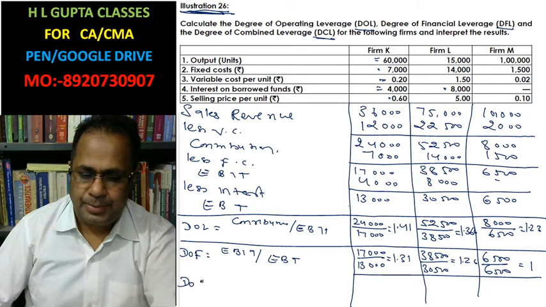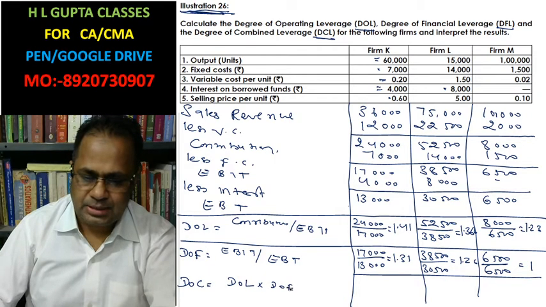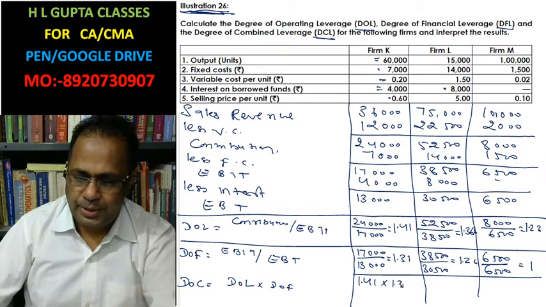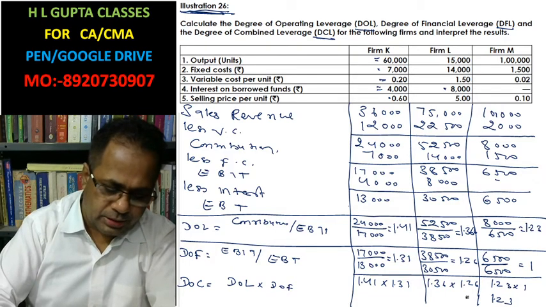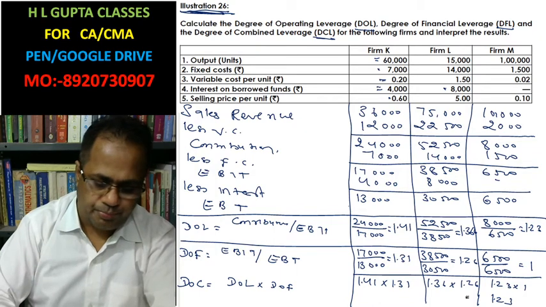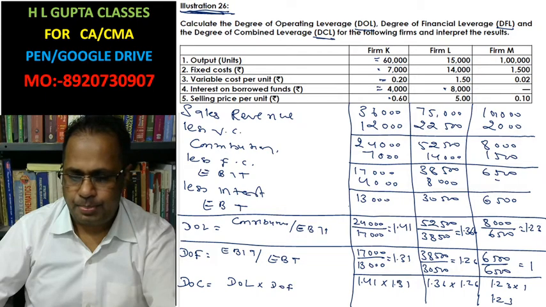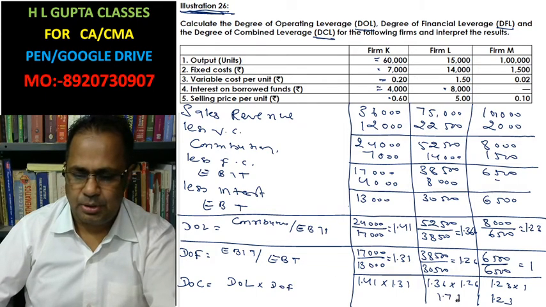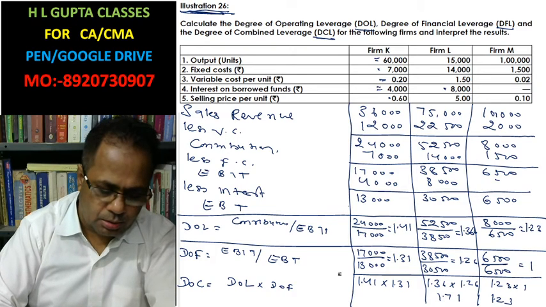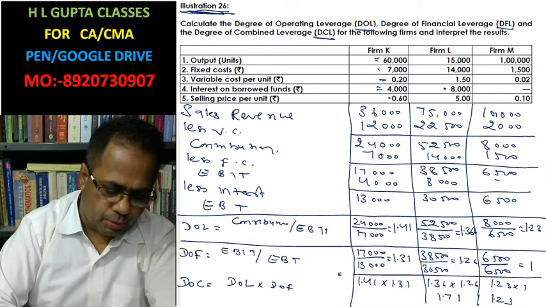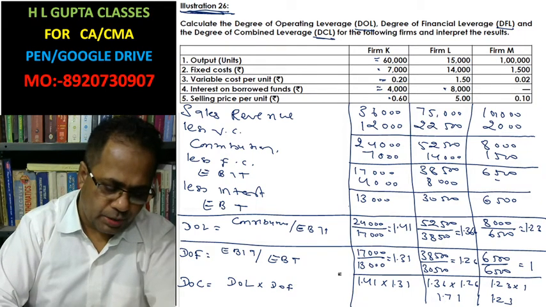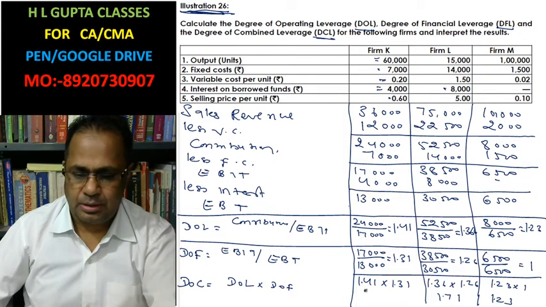Now, degree of combined leverage. Degree of operating leverage into degree of financial leverage. 1.41 into 1.31 is 1.847. 1.36 into 1.26 is 1.71. 1.23 into 1 is 1.23.